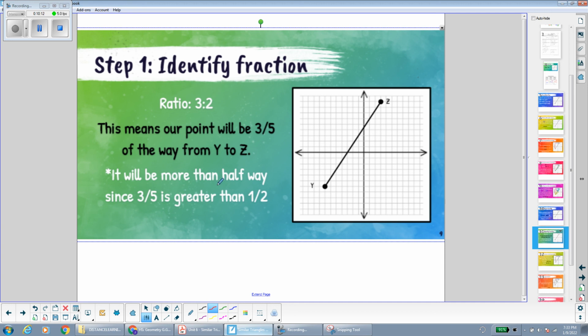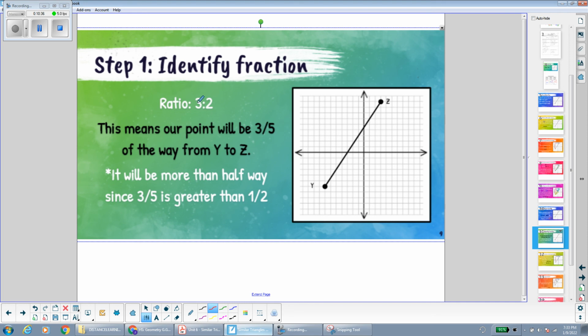So that means the fraction that we're going to be using to find our point is going to have a 5 in the denominator because there are 5 total parts that we're dividing the line segment into. And there's going to be a 3 in the numerator because it is a 3-to-2 ratio. And you can use this format anytime you have a ratio and you want to solve the question algebraically.